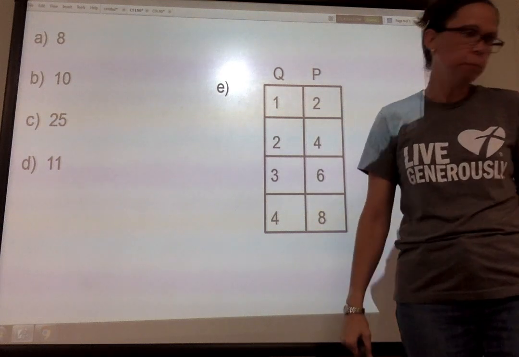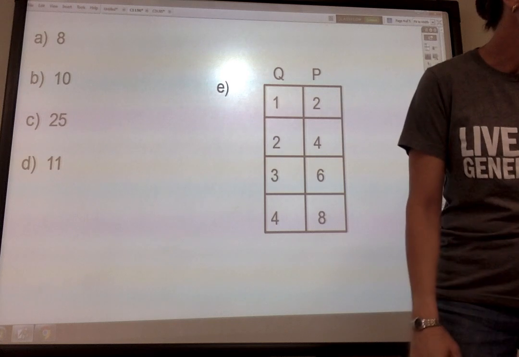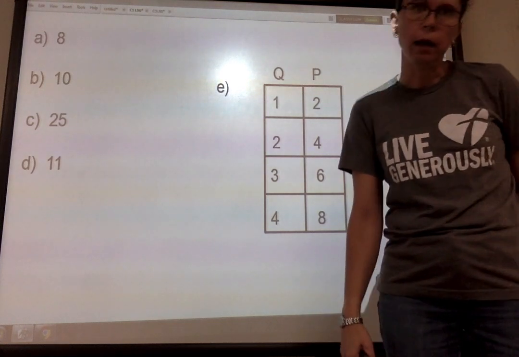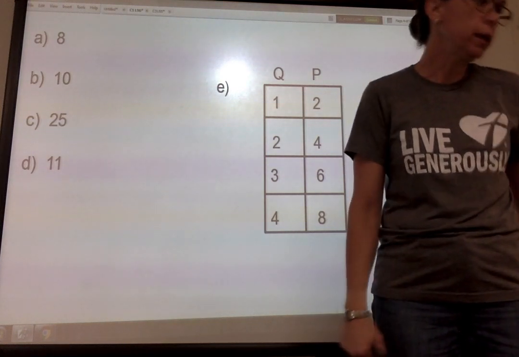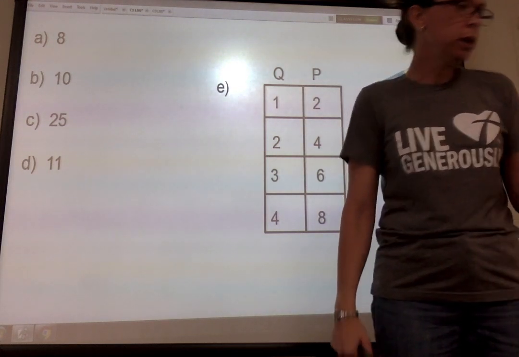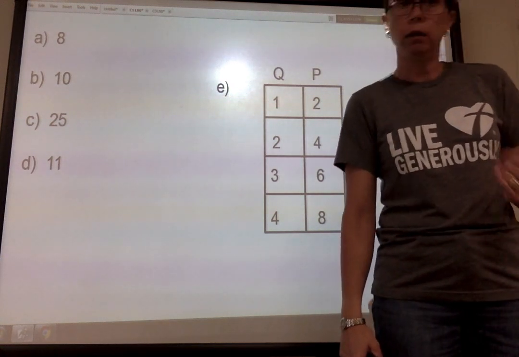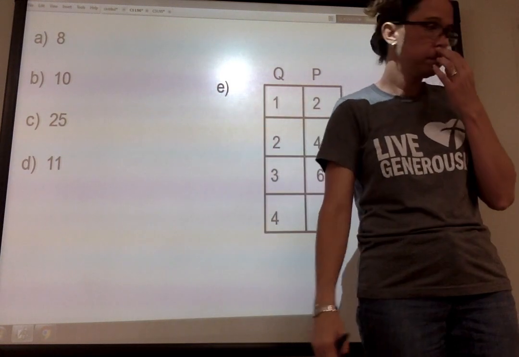Okay, A. You should have gotten 8 for the missing number. On those, you are subtracting 2 every time. 3 minus 2 gives you 1. 5 minus 2 gives you 3. 6 minus 2 gives you 4. So 10 minus 2 gives you 8 for A.